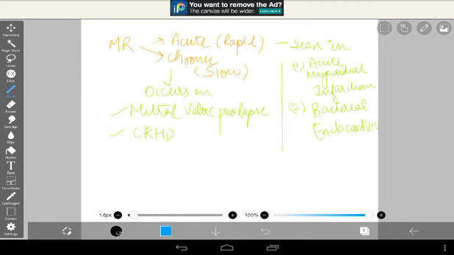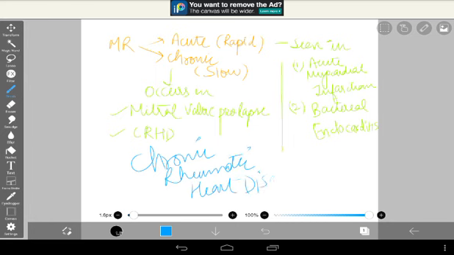Okay, now the next type, that is the chronic type. In the chronic type there is a gradual onset, or you can say slow onset of the disease, and it occurs in mitral valve prolapse. I'm going to discuss this topic in an upcoming video about mitral valve prolapse. It also occurs in chronic rheumatic heart disease. Let me write this down: chronic rheumatic heart disease.